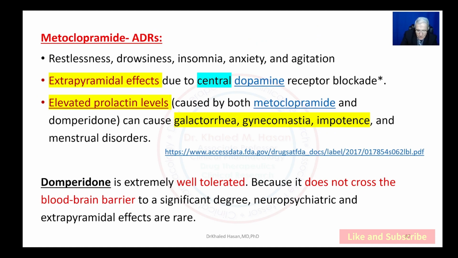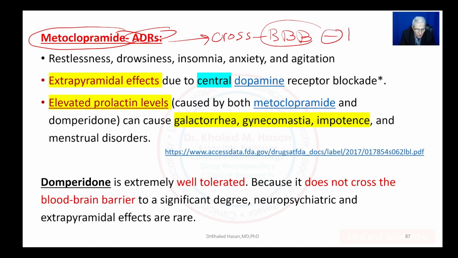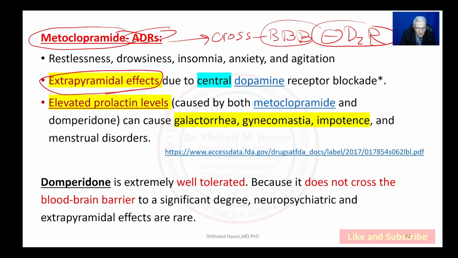Moving to the side effects. This is the most important profile for metoclopramide. You can see metoclopramide adverse drug reactions. They said metoclopramide is able to cross the blood-brain barrier. For this reason, it will inhibit dopamine receptors in the brain. When you inhibit dopamine receptors in the brain, the result will be extrapyramidal symptoms. Extrapyramidal symptoms could be agitation, akinesia, dystonia, tardive dyskinesia. We have a lot of side effects related to metoclopramide.